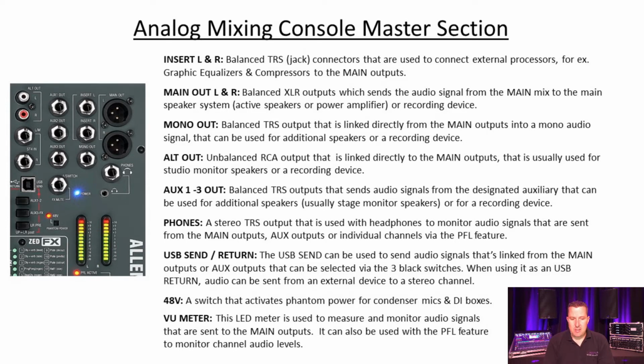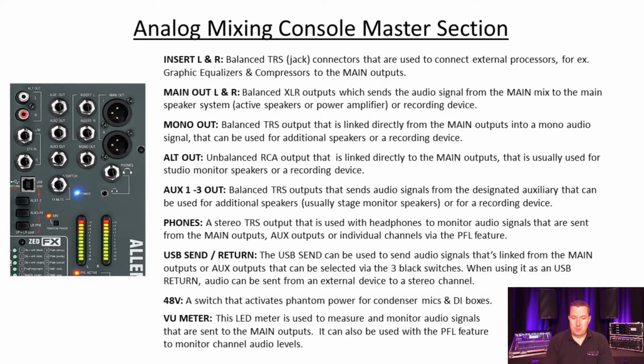The mono out is a balanced TRS output that is linked directly from the main outputs into a mono audio signal that can be used for additional speakers or a recording device. The alt out, or alternative out, is an unbalanced RCA output that is linked directly to the main outputs that is usually used for studio monitor speakers or a recording device. The aux 1 to 3 outs are balanced TRS outputs that send audio signals from the designated auxiliary that can be used for additional speakers, and these are usually stage monitor speakers or a recording device.